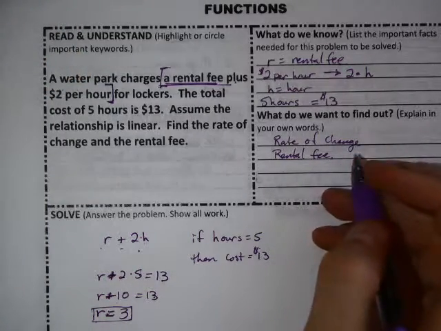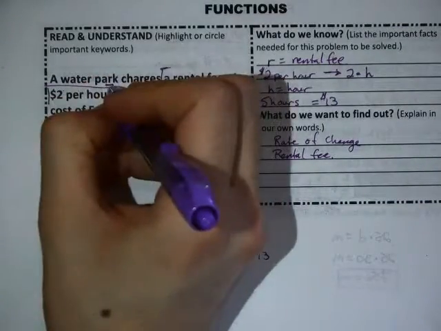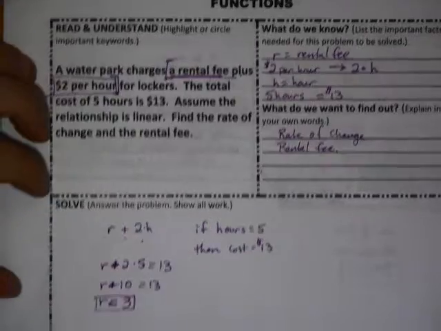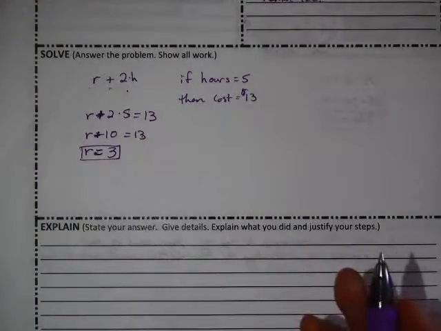But what's the rate of change? This would be your rate of change. This $2 per hour is your rate of change. If I get paid $10 an hour, that's my rate of change. If I'm driving 70 miles per hour, that's a rate of change, the miles per hour. We're comparing two quantities, right? Miles to hours, gallons per minute, meters per second. So when I come down here to explain myself, you do the best you can to give details.